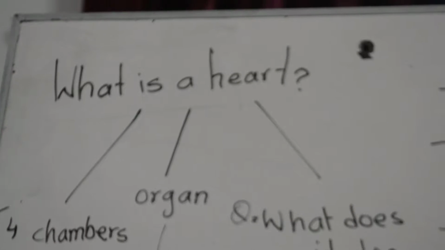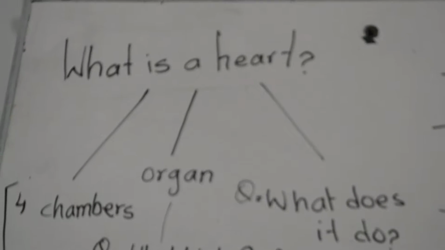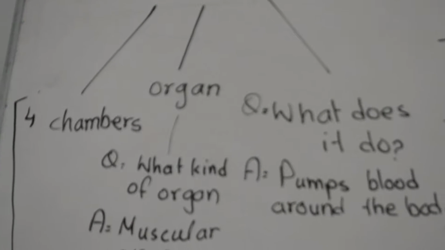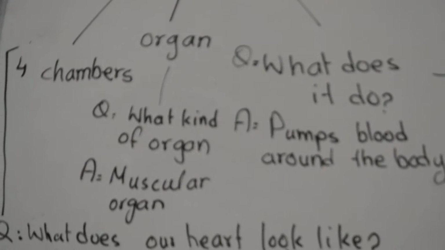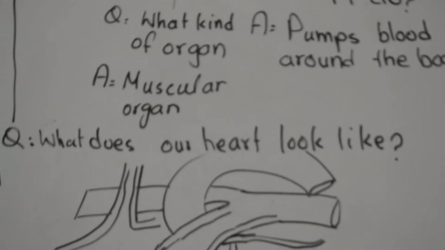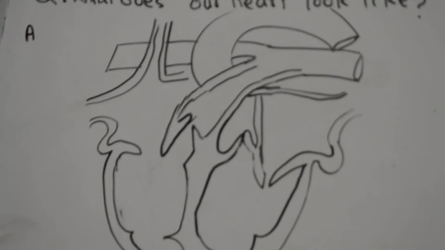What is a heart? A heart is an organ and it is divided into four chambers. What does it do? It pumps blood around the body. What kind of an organ is a heart? A heart is a muscular organ. What does a heart look like? A heart somewhat looks like this.